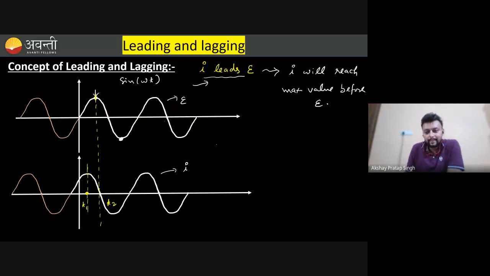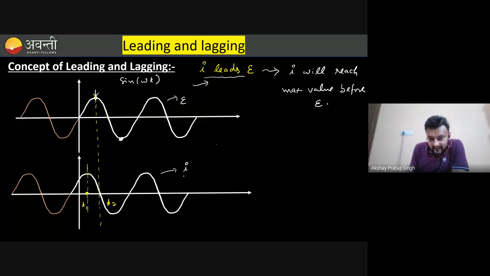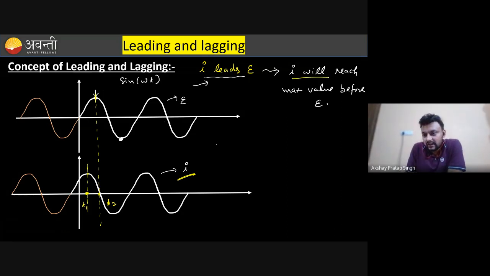Now listen. The simple concept is taking too much time. Very good, everyone. Now, can you see that the current is reaching the maximum value at time t1 and EMF is reaching the maximum value at time t2? So current reaches before EMF. That means current leads EMF. So what is the conclusion? Current will reach maximum value before E. So whenever you want to check if someone is leading or someone is lagging, what you should check? You should check who is reaching the maximum value first.